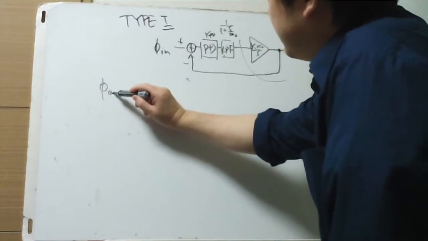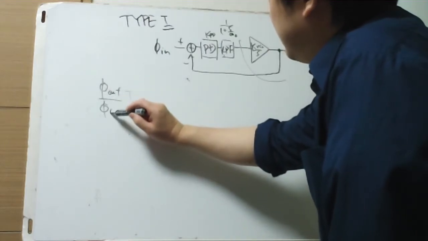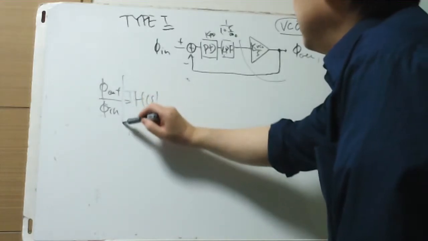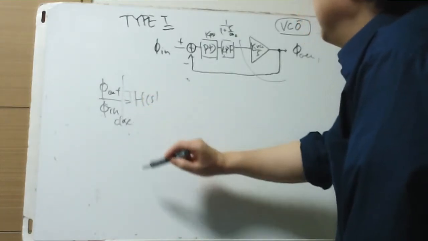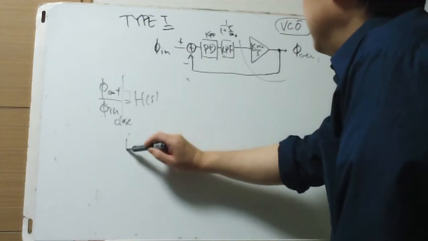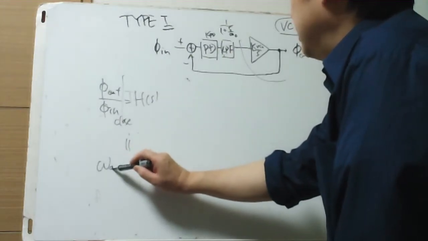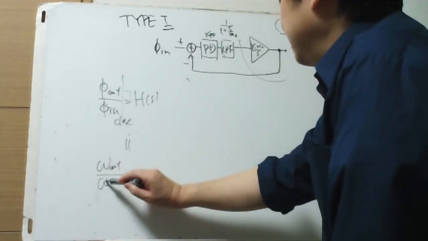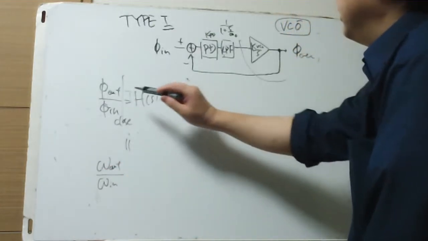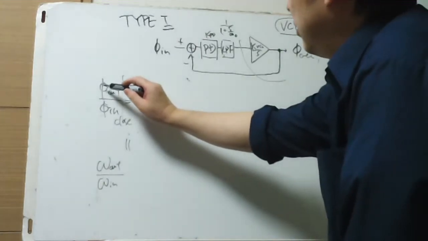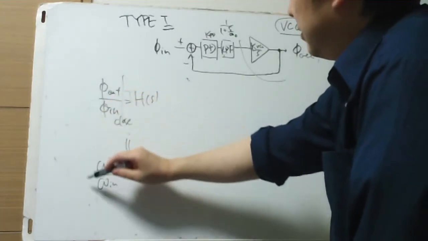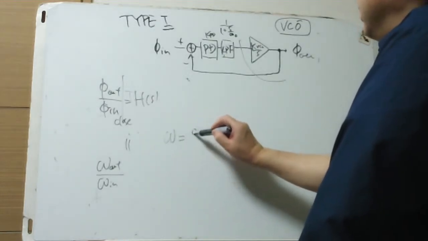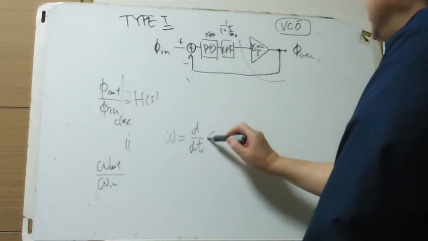Phi out over phi in, the closed loop H(s), is actually omega out over omega in, because by the linear operation, phi out is related to omega by omega equals d/dt phi.